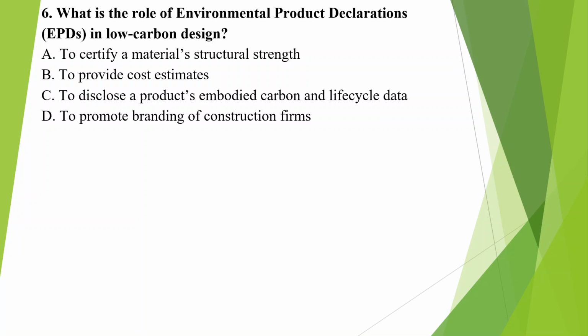If somebody is purchasing some food items, they see the labels, the protein content, fat content, carbohydrate content. Then based on that, they select whether this is good for their health or not, whether they should eat these things or not. So similarly, EPD functions like a food label only, and they disclose the product's embodied carbon and life cycle data. Based on that, you can make the selection of a low carbon material or alternative materials.